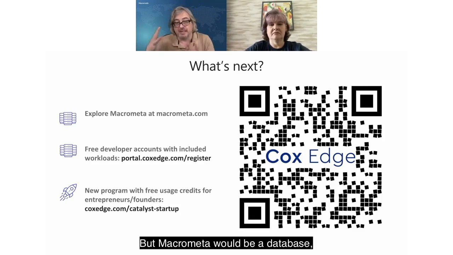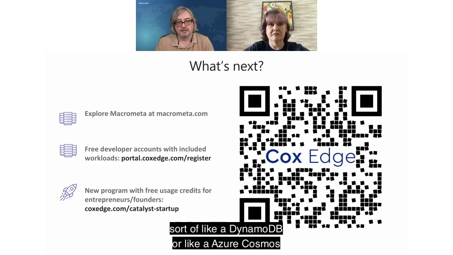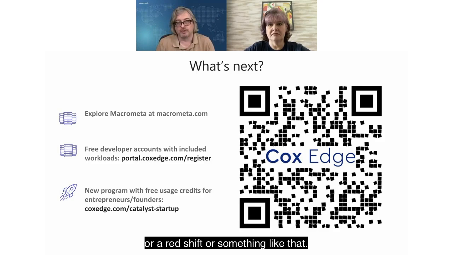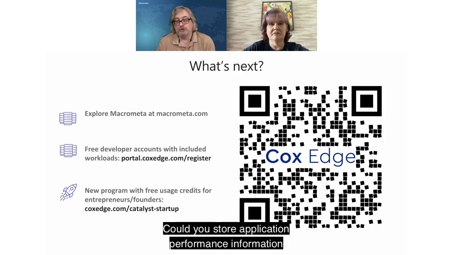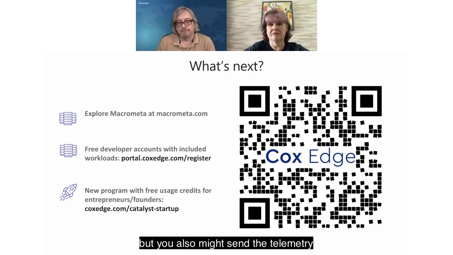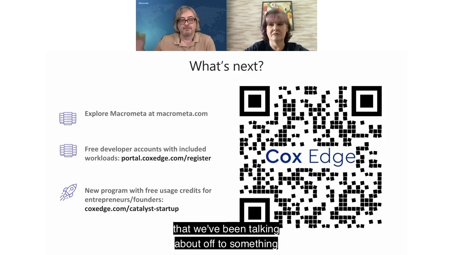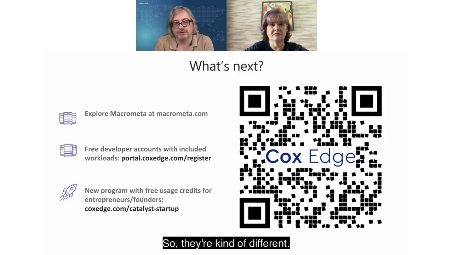But Macrometa would be a database. You could think of us as a data store, sort of like DynamoDB, Azure Cosmos or Redshift. So we would be very much the data store for your application. Could you store application performance information in there? Of course you can. But you also might send the telemetry that we've been talking about off to something like New Relic or a similar product. So they're kind of different.